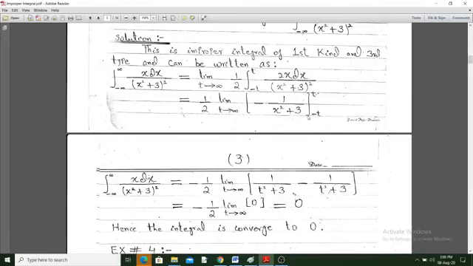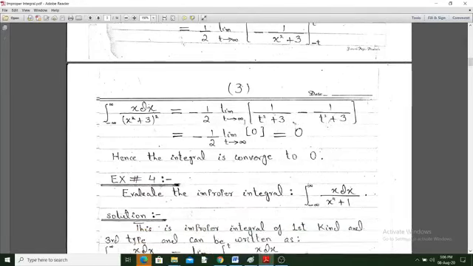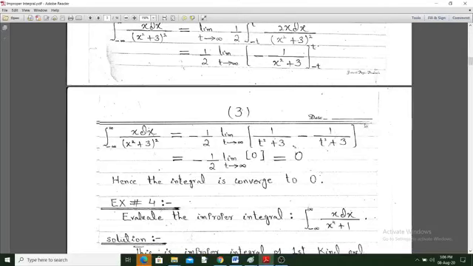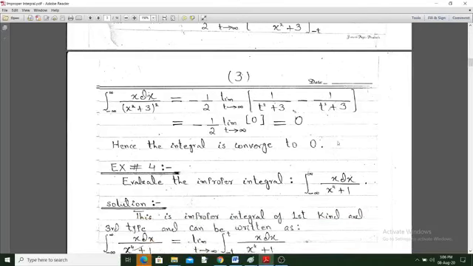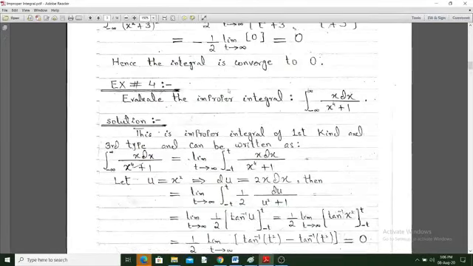Then I put the lower and upper limits t and minus t, we get this expression, and then I put t tends to infinity. First one is also 0, second one is also 0. No, before applying the limit, these two expressions cancel out, and we get the answer 0. And when we apply limit t tends to infinity on 0, we get the answer 0. So the given integral is convergent, and convergent to 0.